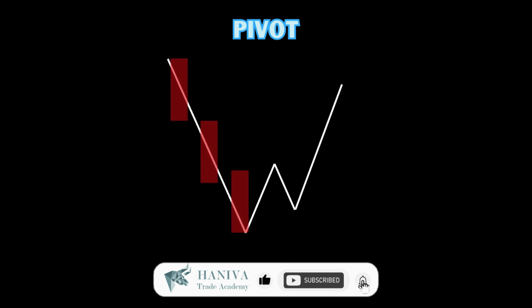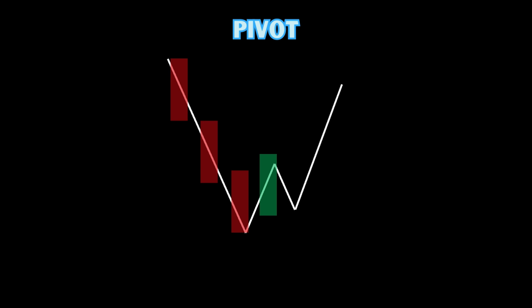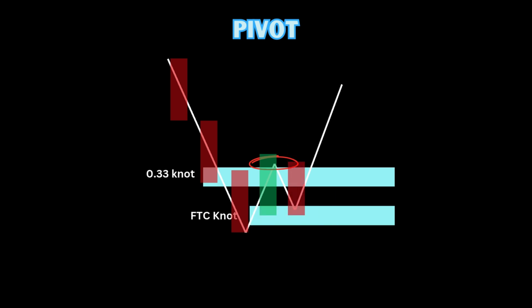Once we've identified the leg, for a pivot to form, there must be a reversal from the end of the leg equal to 1 ATR of the same time frame. Additionally, the knot in the last 1/3 of the leg must be engulfed. When this knot is engulfed, it means there are no more orders in that knot, allowing the price to continue its new movement. After the 1/3 knot is engulfed, we can enter a trade when the price revisits the pivot tip at the knot FTC.